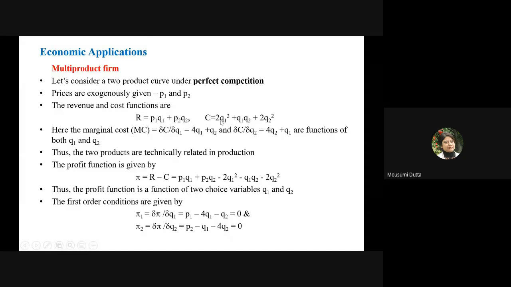The cost function combines both the commodities, because in the plant or in the factory of Titan, both the commodities are produced. So the cost function consists of the cost incurred to produce wristwatch and the cost incurred to produce sunglass. So the cost function consists of both commodities 1 and 2. And we are giving a simple cost function: 2Q1 square plus Q1 Q2 plus 2Q2 square. This is the typical cost function we are considering.